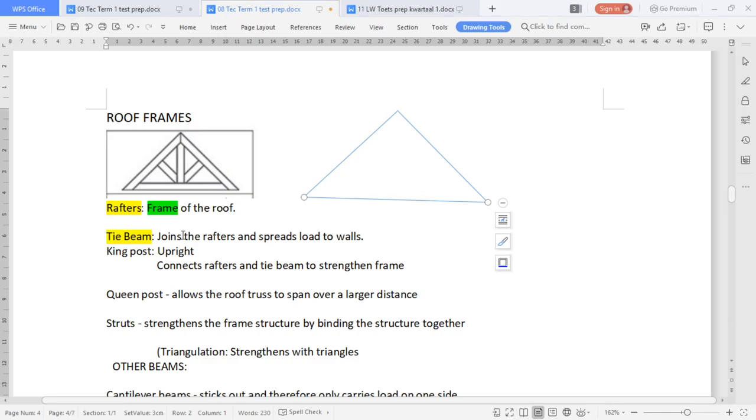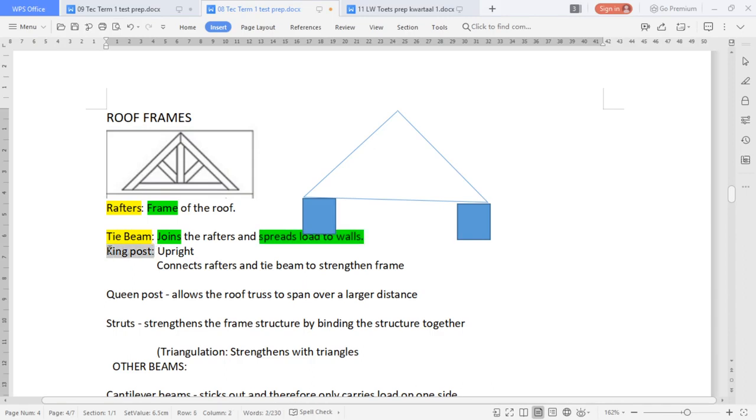So what it does is it joins the rafters, and by joining the rafters, it takes the load, the force from these rafters, and spreads it to the walls, because the wall is underneath here and the wall is underneath here. Let's insert a thing like this to show you where the wall is. There's the one wall, and then the other wall is over here. Okay, so the tie beam spreads the load to the walls.